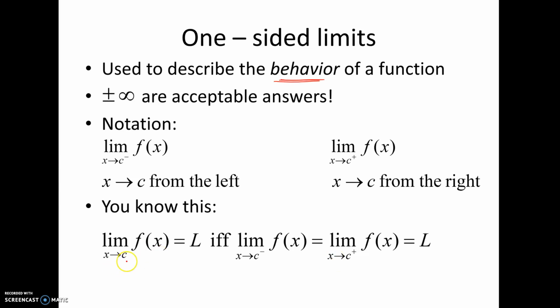The limit as x approaches c of a function exists, it's equal to some unique finite number, if and only if the limit from the left-hand side of the function equals the limit from the right-hand side of the function, and those limits are the same value L.